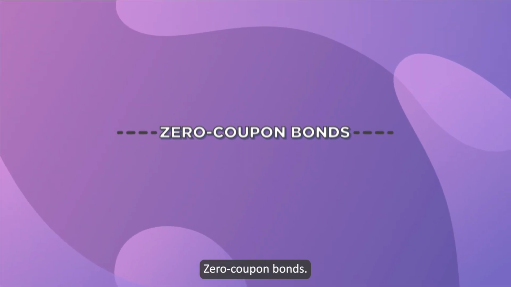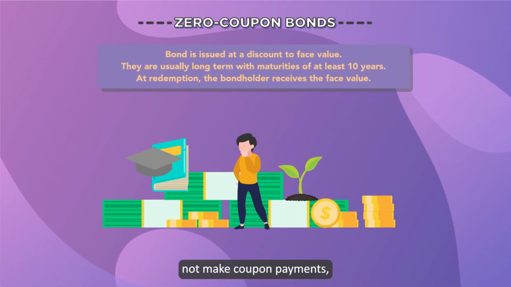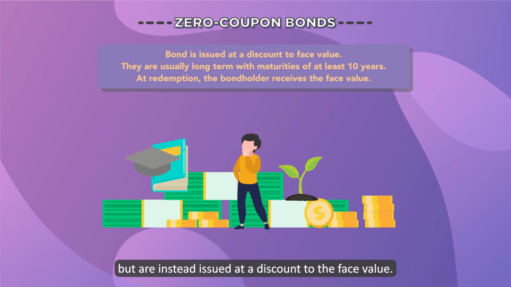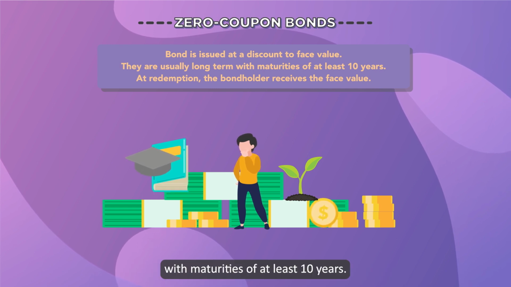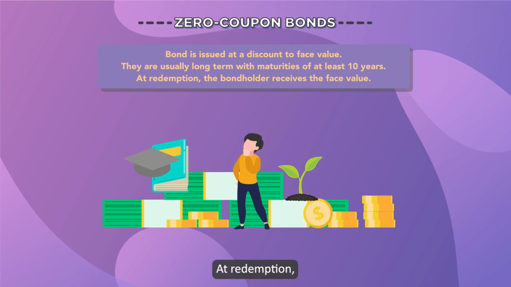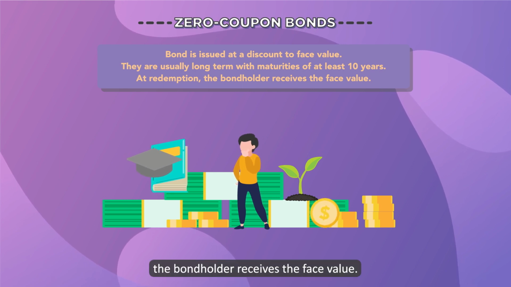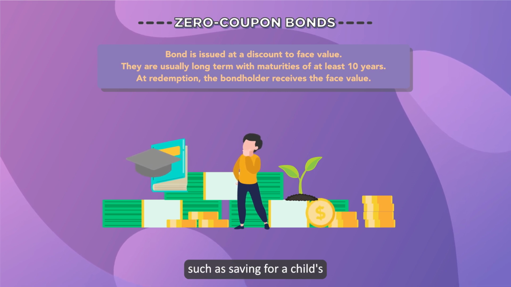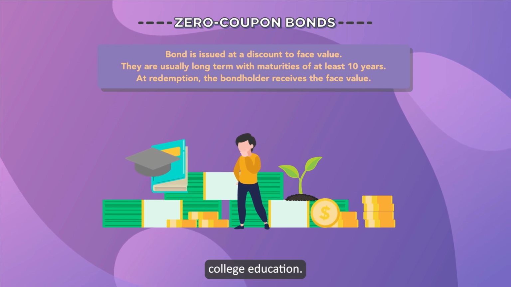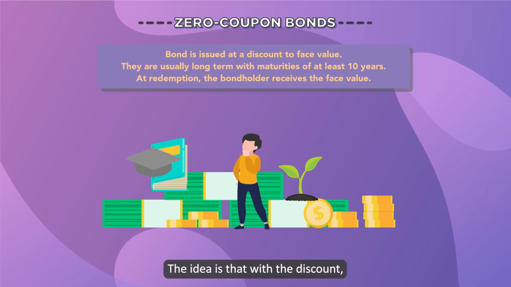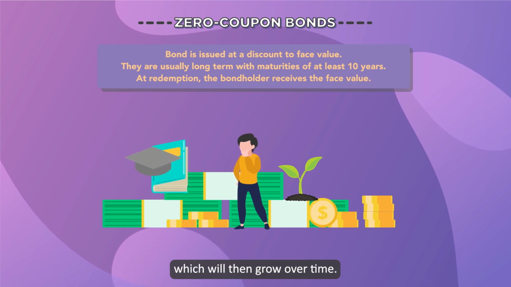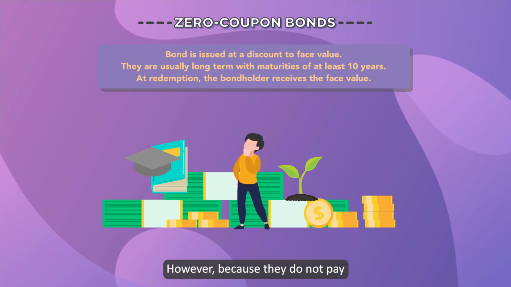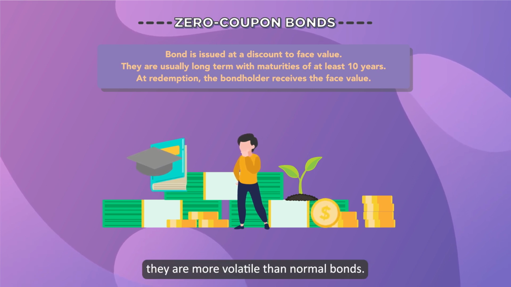Zero coupon bonds. Zero coupon bonds do not make coupon payments, but are instead issued at a discount to the face value. They are usually long-term with maturities of at least 10 years. At redemption, the bondholder receives the face value. These bonds allow investors to plan for long-term goals, such as saving for a child's college education. The idea is that with a discount, investors can place a small amount of money into the bond, which will then grow over time. However, because they do not pay any coupon interest, they are more volatile than normal bonds.